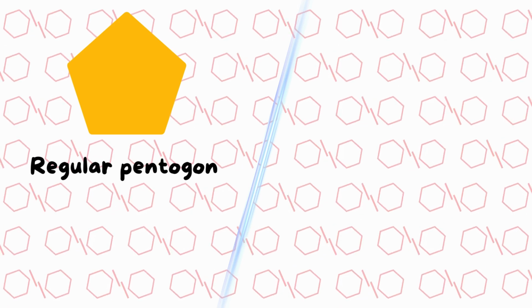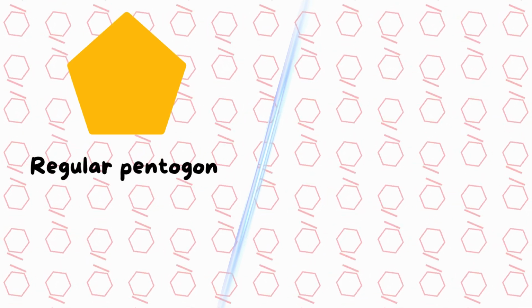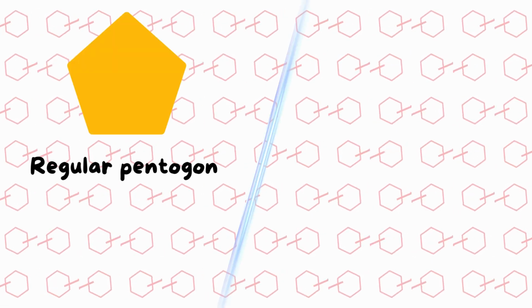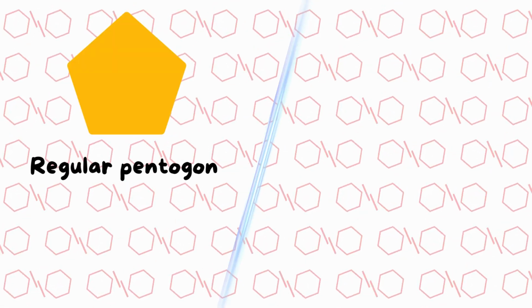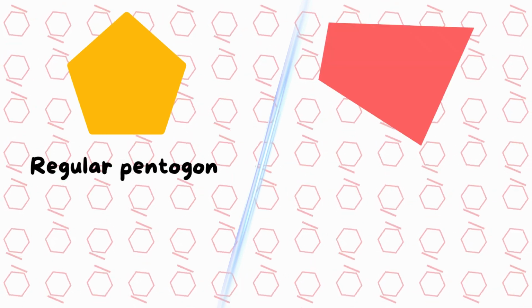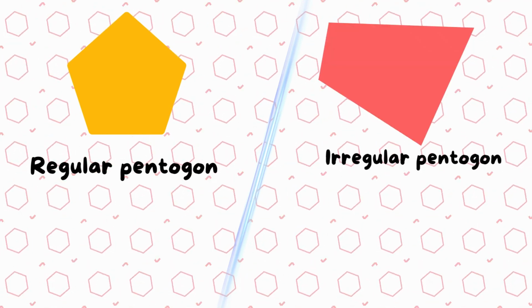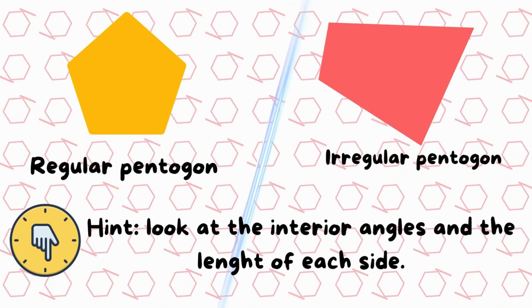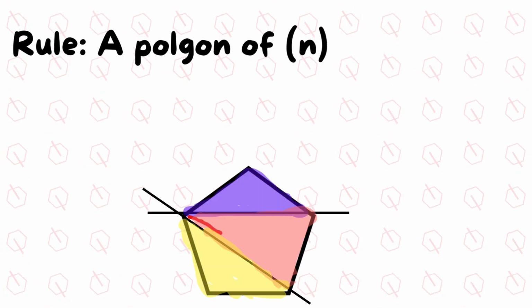A regular pentagon is a five-sided polygon where each side and each interior angle are equal, respectively. In other words, all sides are equal in length and all angles are equal in size. In contrast, an irregular pentagon or polygon has angles that are not equal, and therefore, the sides are also not equal. Now, let's consider the properties of a regular pentagon.